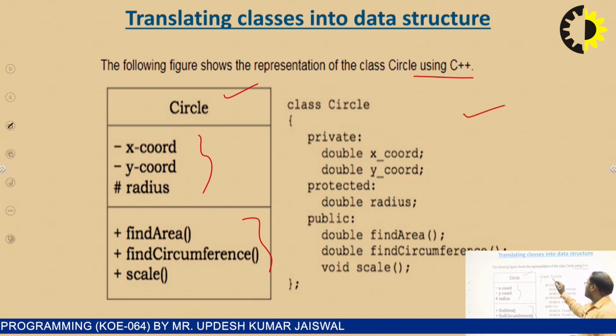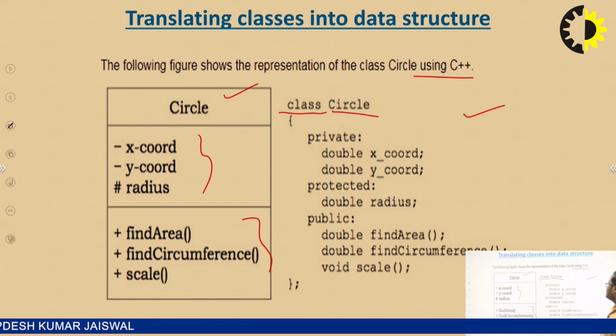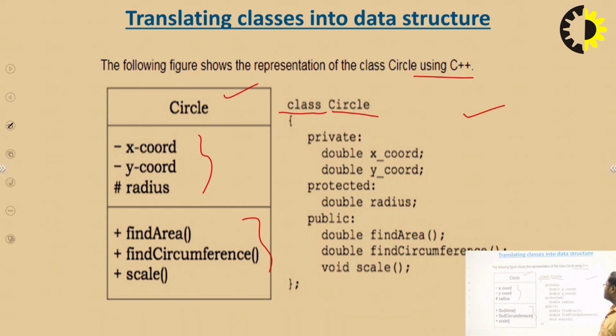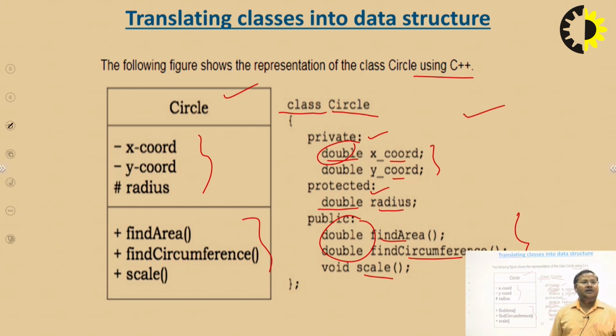Here I am writing the code in C++ for this diagram. Here circle is the name of the class and the class keyword is used before this to define that it is a data structure of type class. In the private field, I have taken 2 variables with the names x coordinate and y coordinate, in short x coord, y coord, and they are of double type. In the protected field, I have taken the third variable, called radius, and it is of double type. In the public field, 3 member functions are defined: find area, find circumference, scale. These 2 functions are returning values of double type. So here I am translating the class into the data structure.